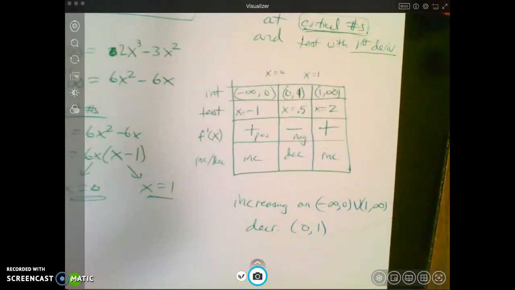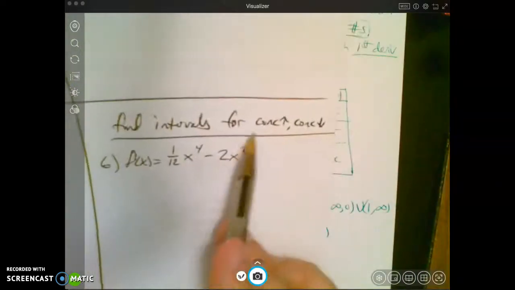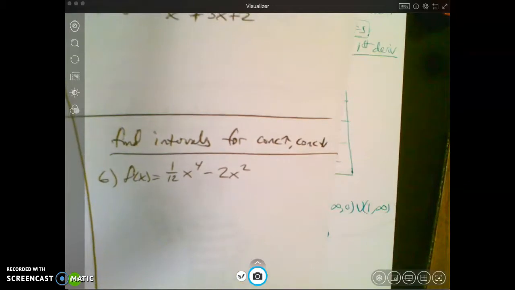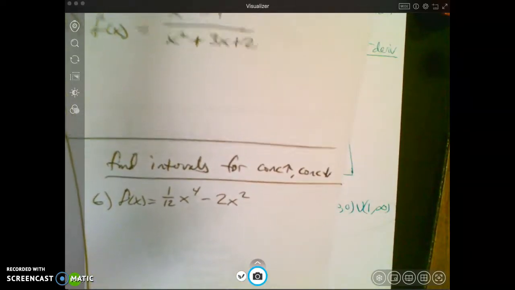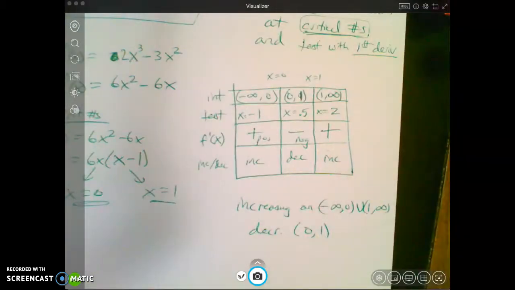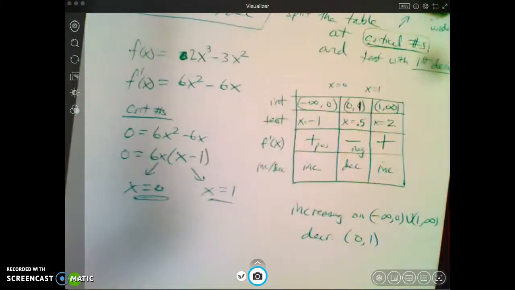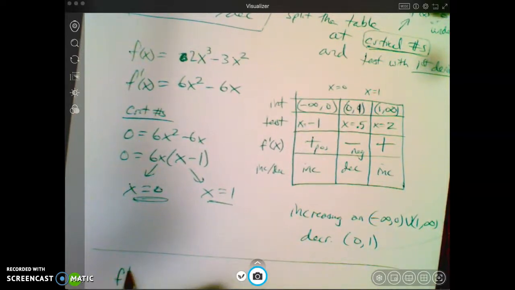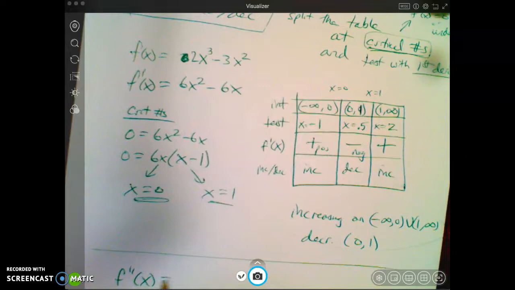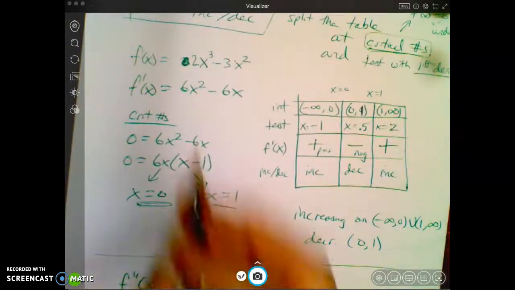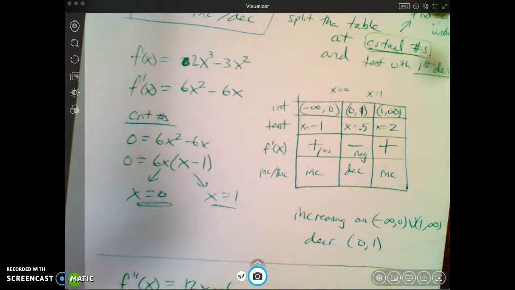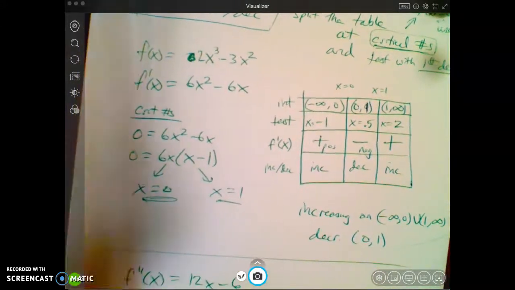We're going to take that up a little bit on the next question, which is finding intervals when you're concave up and concave down. It's very similar, except you're doing the same thing but with the second derivative. Okay, so let's do the same equation. Same equation, but I want the second derivative now. And if this is my first derivative, the second derivative is going to be 12x minus 6.